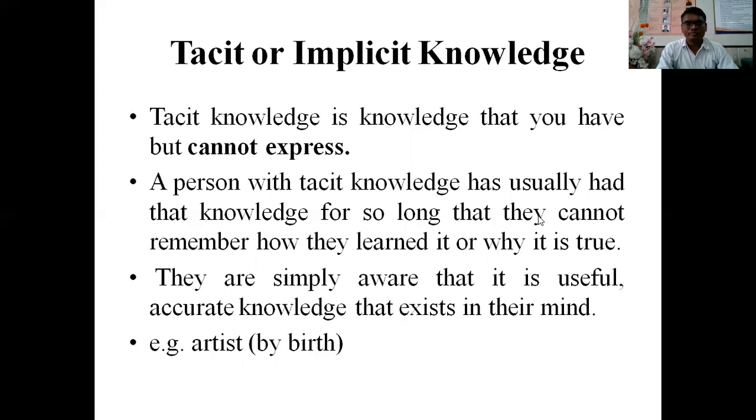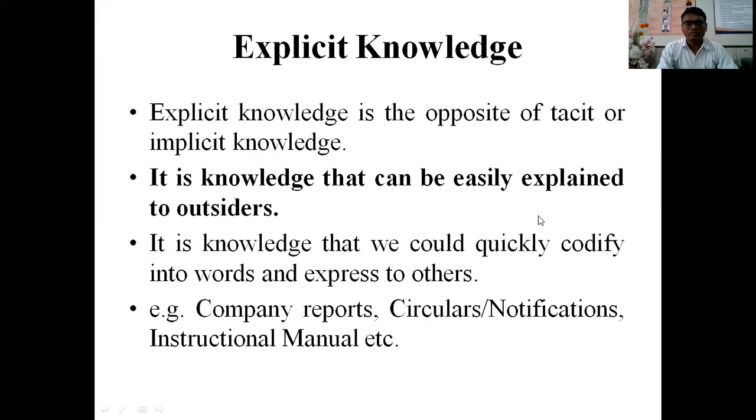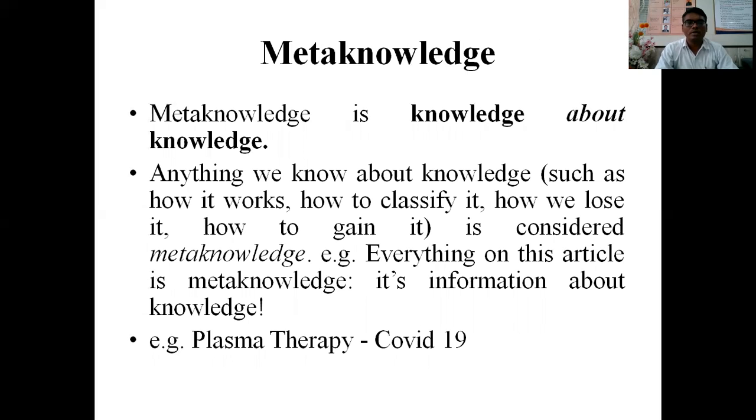Next, explicit knowledge. Explicit knowledge is the opposite of tacit or implicit knowledge. It is knowledge that can be easily explained to outsiders. For example, company reports, circulars, notifications, instructional manuals, etc. With the help of these reports and documentation, we can easily pass on the knowledge from one person to another.